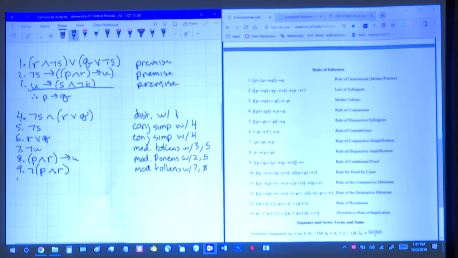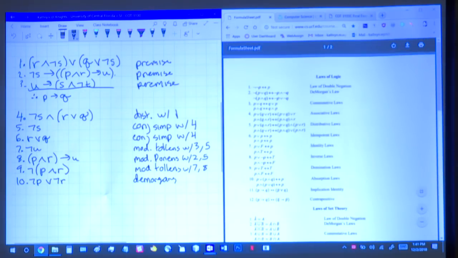So then we can do De Morgan's. So not P or not R. That's De Morgan's. And that one is up here, this law, with 9. And then after that, let's see, up here we have, let's see, what did I do next?